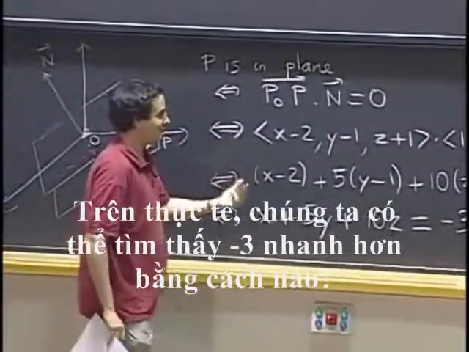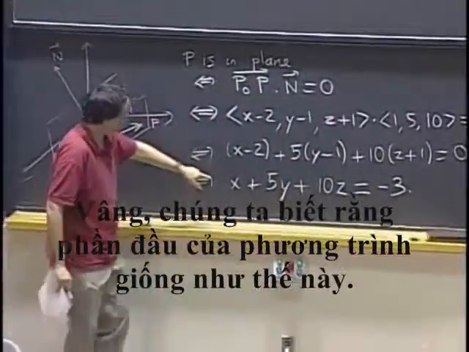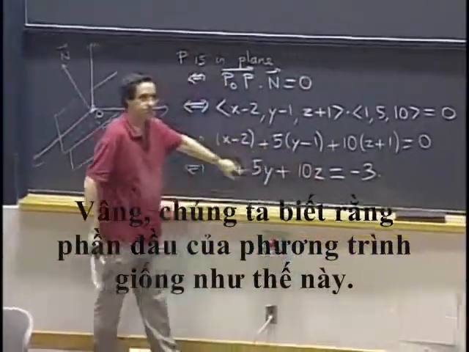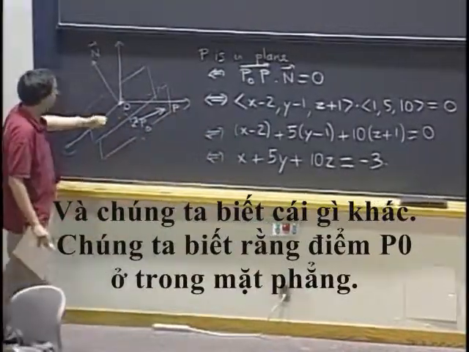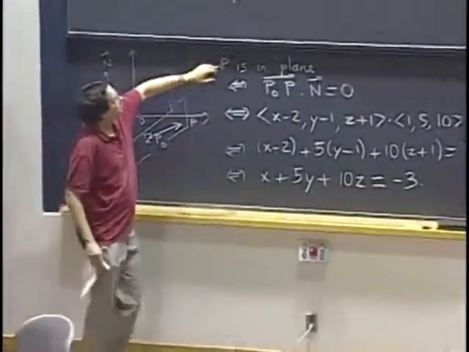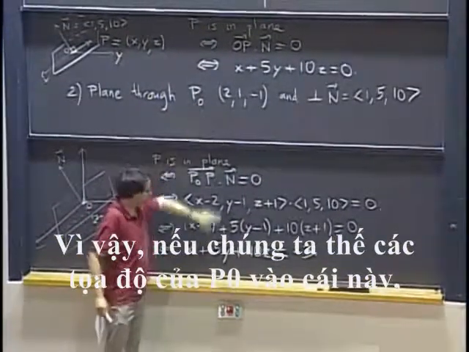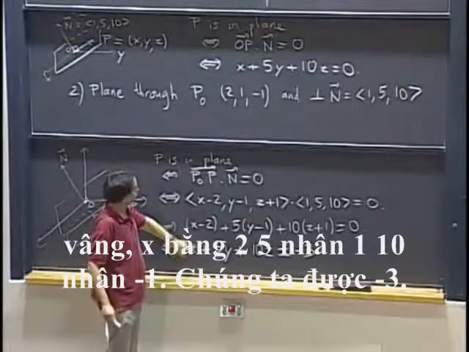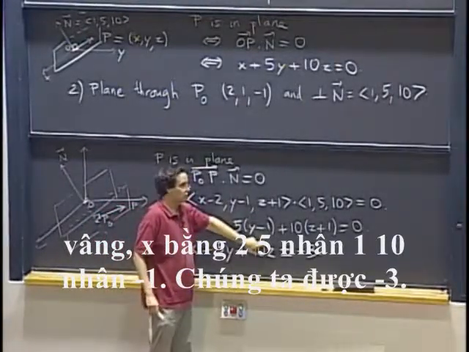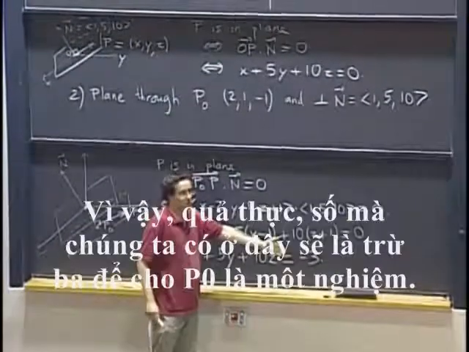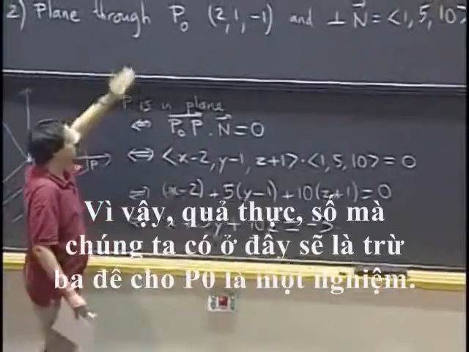So how could we have found that minus 3 more quickly? Well, we know that the first part of the equation is like this. And we know something else: we know that the point P0 is in the plane. So if we plug the coordinates of P0 into this, x is 2 plus 5 times 1 plus 10 times minus 1, we get minus 3. So in fact, the number we should have here should be minus 3 so that P0 is a solution.